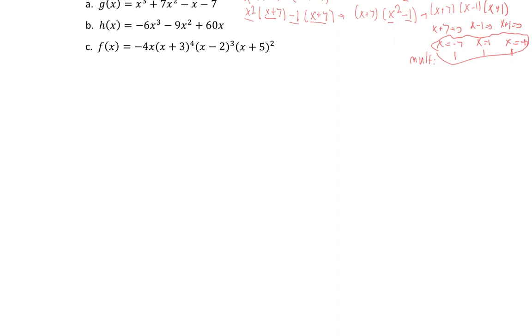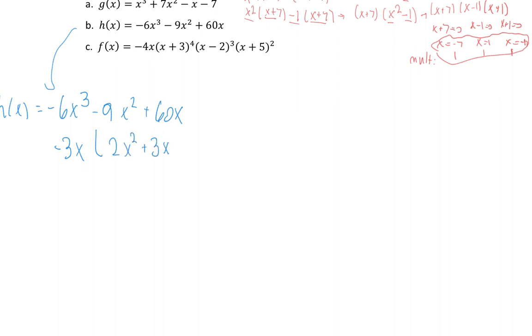So I'm going to go ahead and do part B over here. We have h of x equals minus 6x to the third minus 9x squared plus 60x. First thing I see is I can factor out a minus 3x out of everything. So it gives me minus 3x, parentheses, 2x squared plus 3x minus 20x.